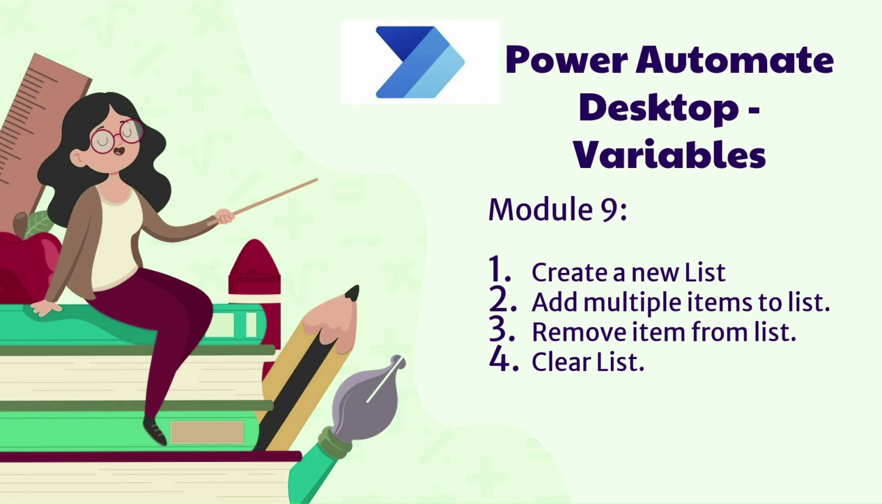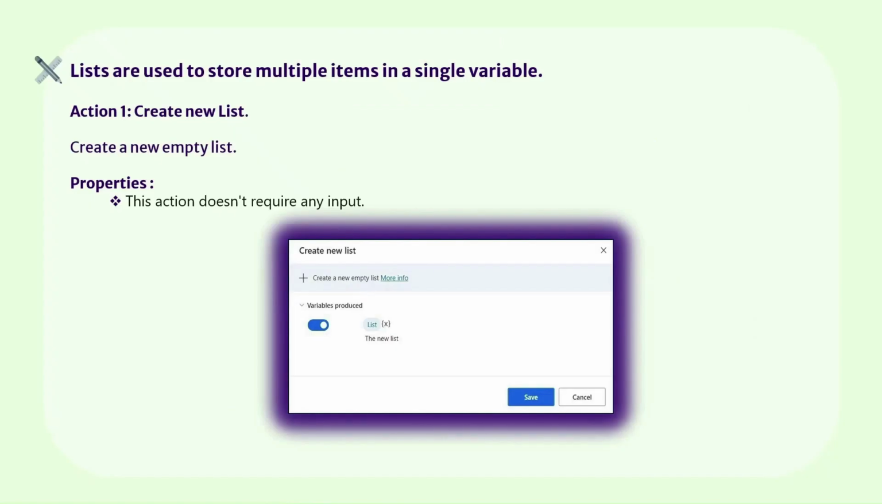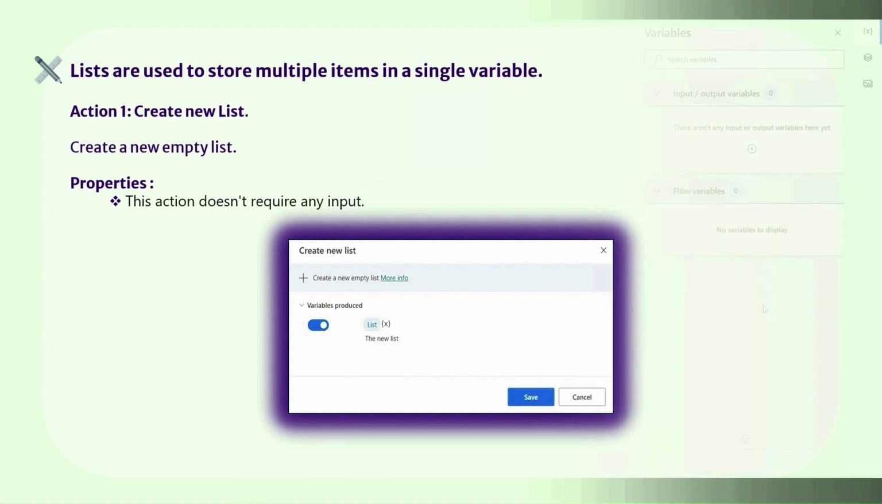Let's start with the first action, which is create a new list. Now, as the name suggests, it creates a new empty list for us. It has no properties other than giving this list a new name. Let's create a new list in Power Automate Desktop.